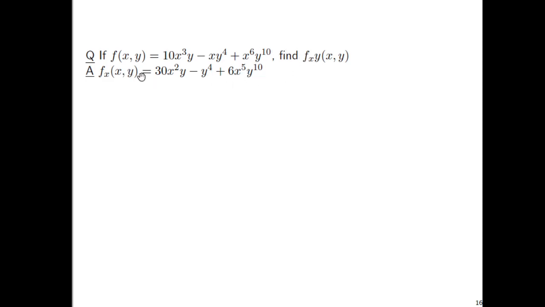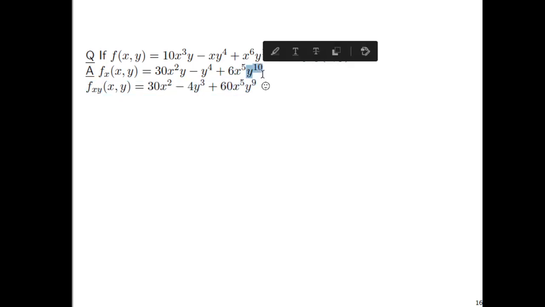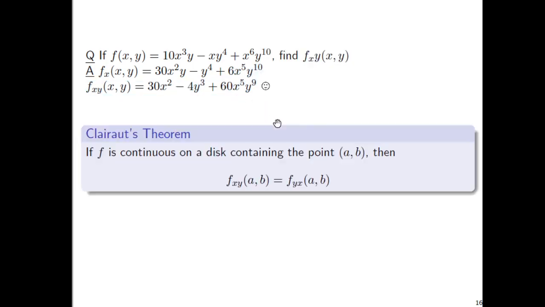And then we're going to take this new result and differentiate that new function with respect to y. So f sub xy, now treating x as a constant, yeah? So we'll have 30x squared minus 4y to the third plus, and then here's where we should probably be a little careful, but x is a constant, so we just copy down the x to the fifth, copy down the sixth for that matter, differentiate y to the 10th to be 10y to the 9th.